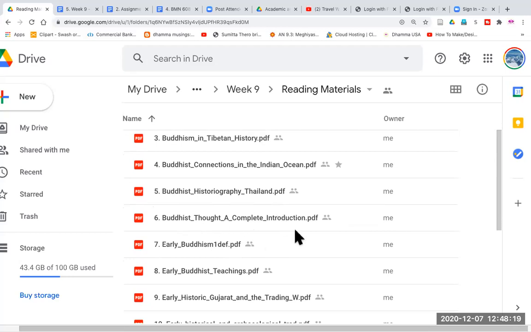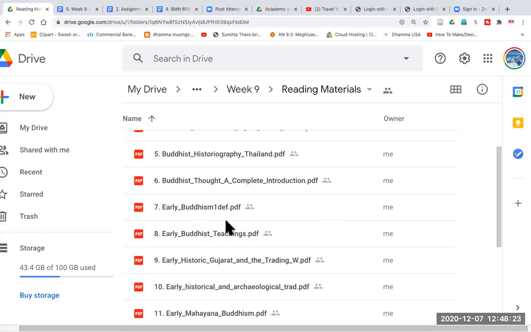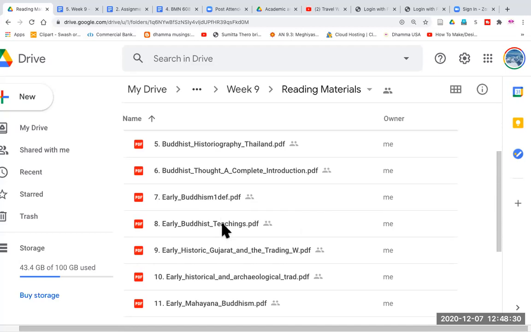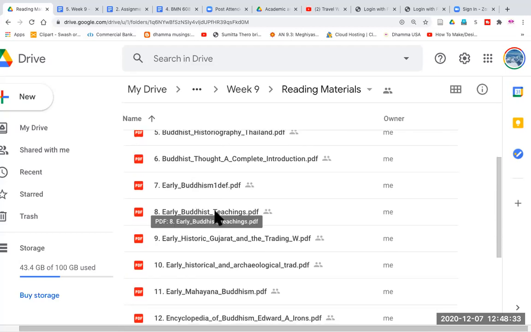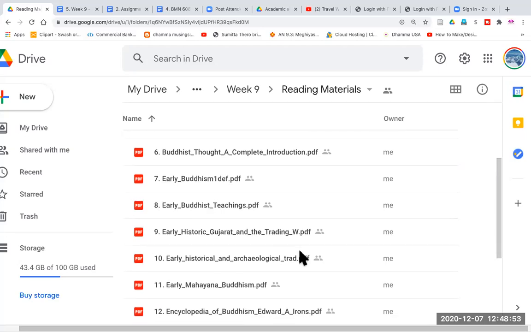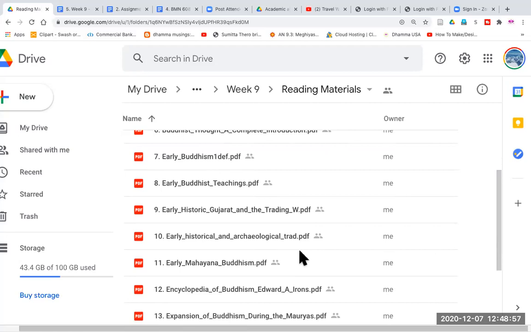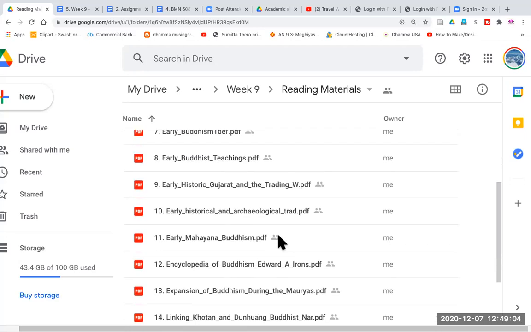I think this will also be a very handy book. And early Buddhism definition, early Buddhist teachings. These books will also be helpful to you if you want to learn a little bit more about just an overview of Buddhist teachings. And early historic Gujarat and trading. I think this one also will be very useful for us because we are talking about maritime trading and how in those early days, those people used trading, early historical and archaeological trade, so again about the trading, and early Mahayana Buddhism also is very important.